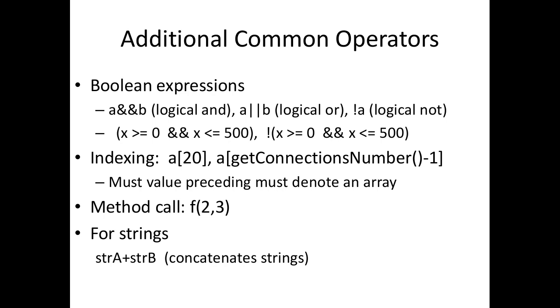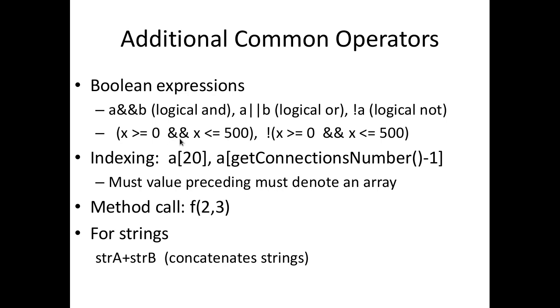Now, more common expressions include these. Here's a logical not, so it takes the not of this. Is this true and this is true? Like, is this a male and they are between the age of 10 and 20, or something like that, is x above 0 and less than or equal to 500. Okay, that's what this is.